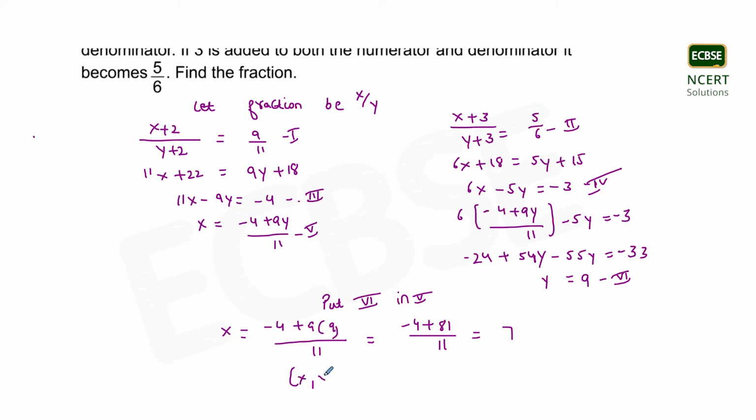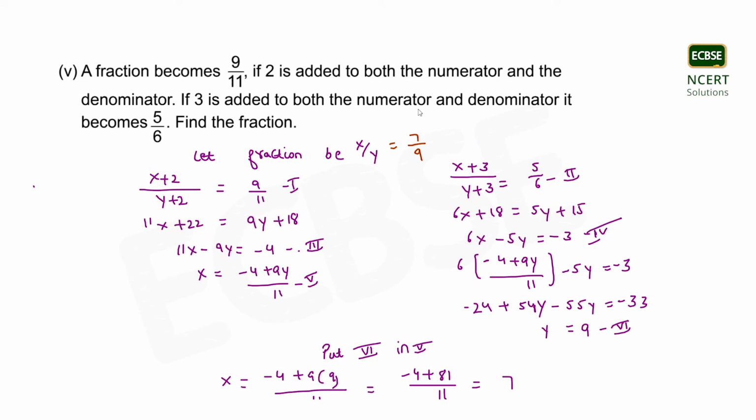Means for this problem, x comma y is equal to 7 comma 9, or we can write it in fraction form as x by y, which is equal to 7 divided by 9. So this was about the problem fifth.